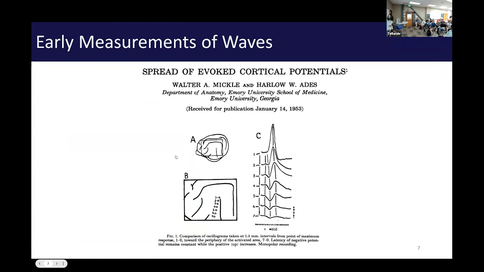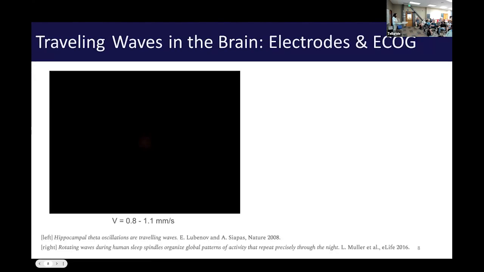So this is measurements from 7 different electrodes of a spike, a stimulus, and then you see the time down here, and you can see the peak of this excitation moving to the right as you go further in distance on the cortex. So this stuff has been seen for a very, very long time.